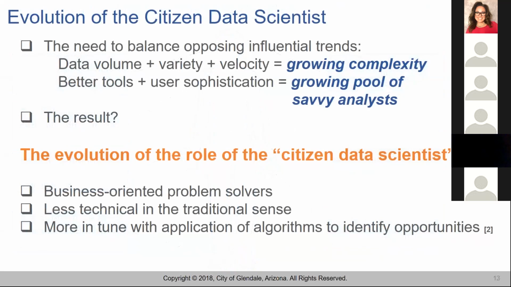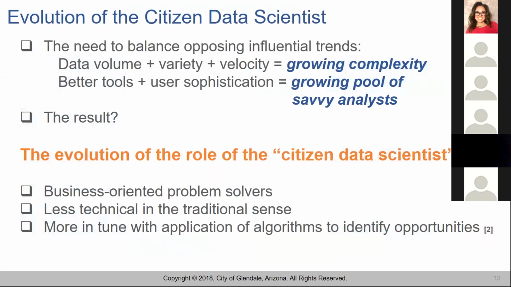So how did we evolve to a citizen data scientist? Well, there were a couple opposing influential trends. We have now larger volumes of data, more variety of data, and velocity. We're getting more and more data every day, which gives us extreme growing complexity. However, we have better tools, Tableau, Power BI, Alteryx, Tableau Prep and such, and users are more sophisticated. It isn't like the old days where IT did all this and they basically presented things to the business. The business is very actively involved in looking at their own data.